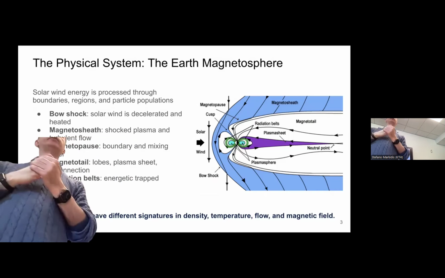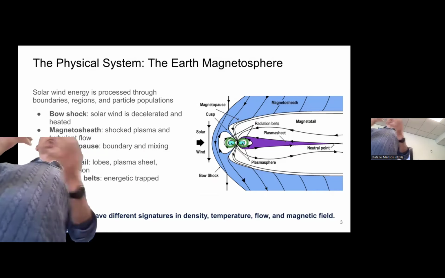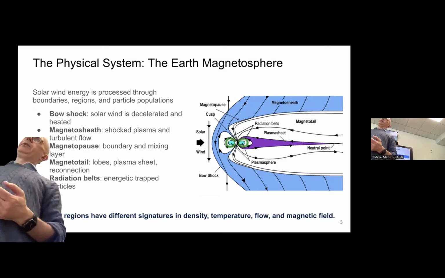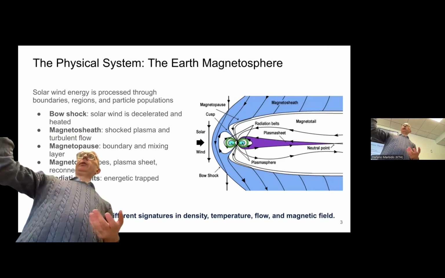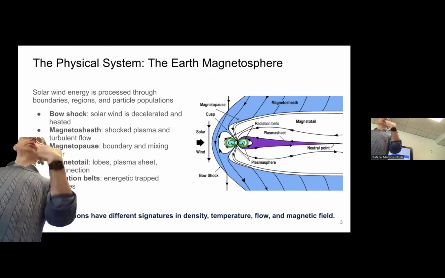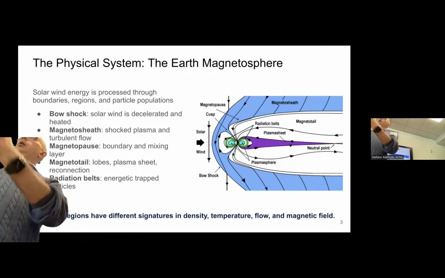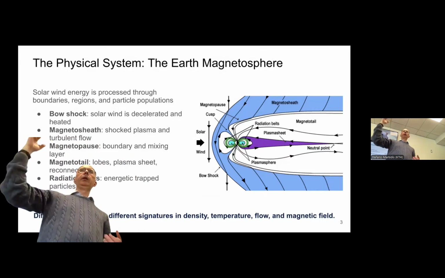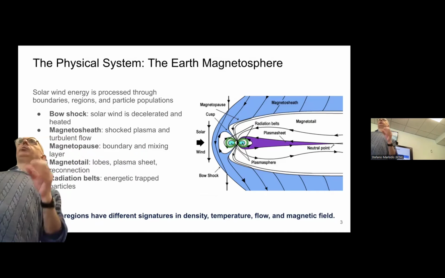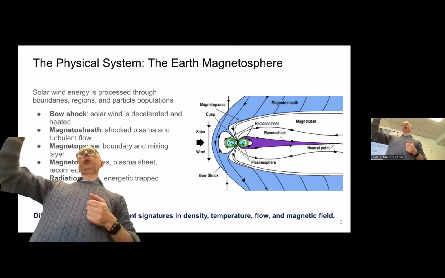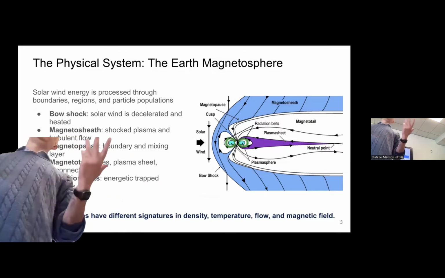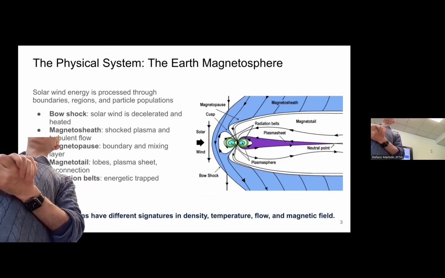And some configurations are more amenable to magnetic reconnection. So the solar wind is impinging with certain properties in terms of the distribution function, density, and velocity. It is impinging on the magnetic dipole, creating the so-called bow shock. This is a shock, as we have in real life.